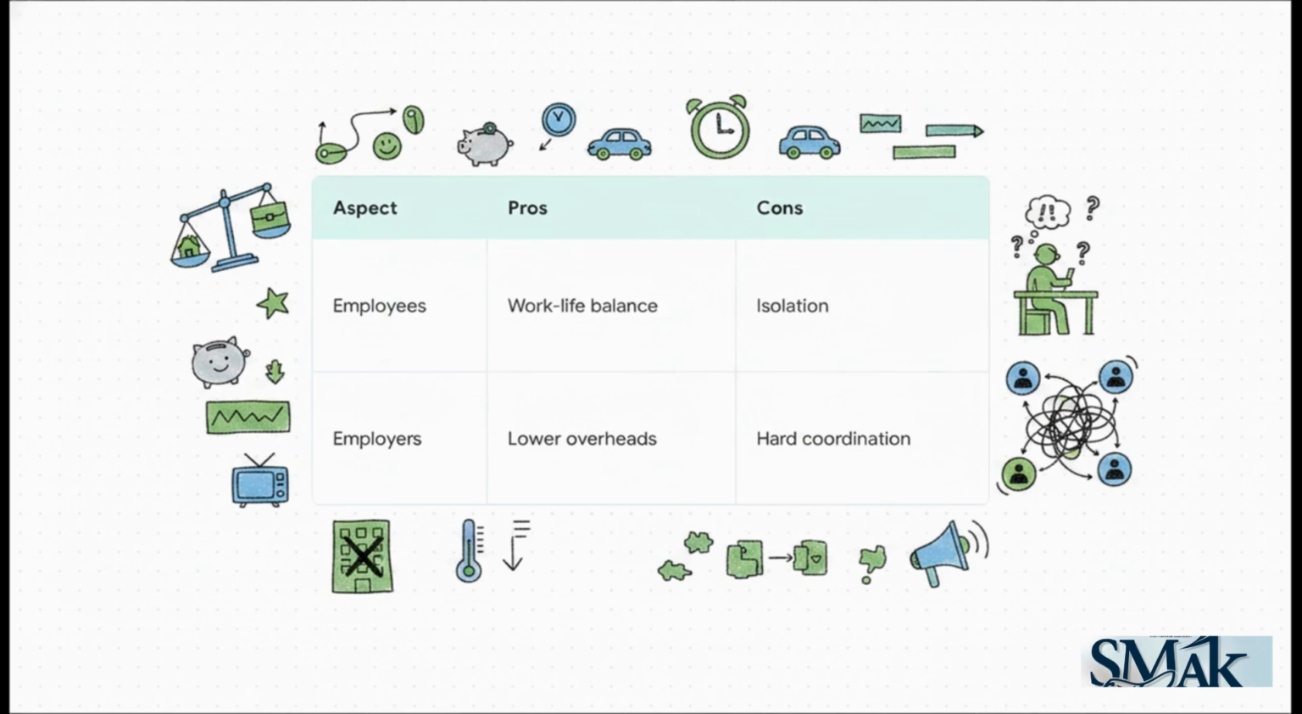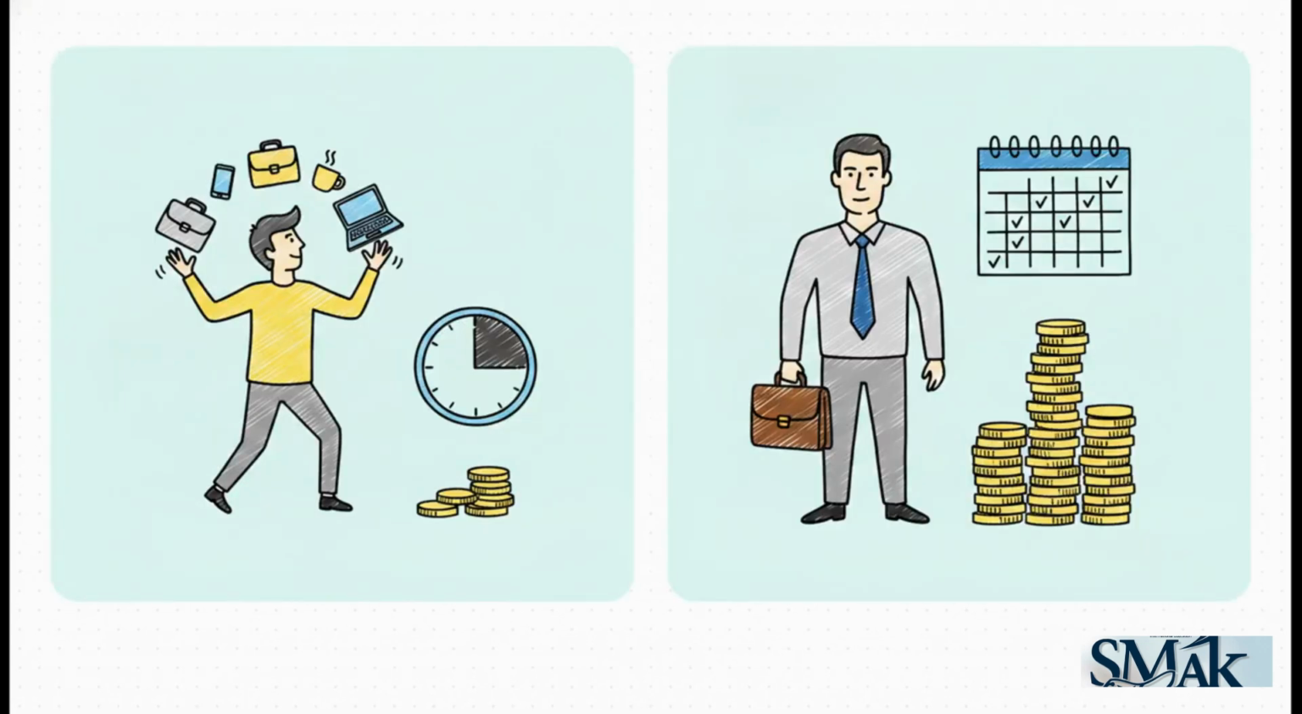However, it's not totally perfect. Employees can really suffer from a lack of belonging and serious isolation at home, not to mention all the distractions. And for employers, trying to coordinate teams when everyone is working remotely at completely different times, yeah, that can be a communication nightmare. Beyond just flexible hours, companies also have to balance part-time versus full-time contracts.